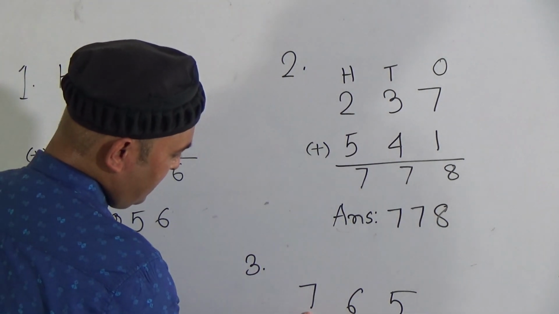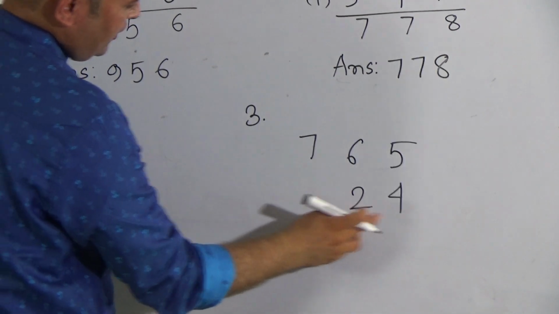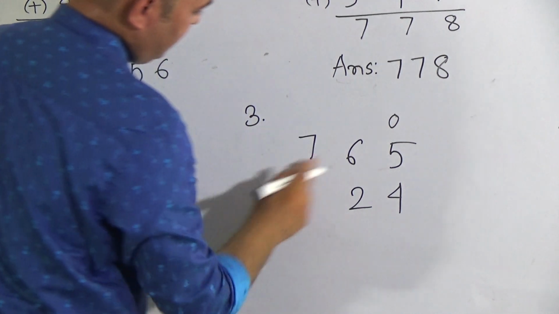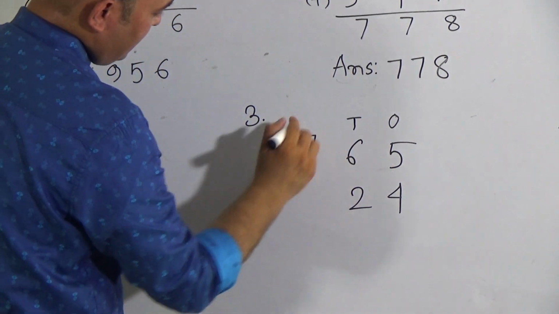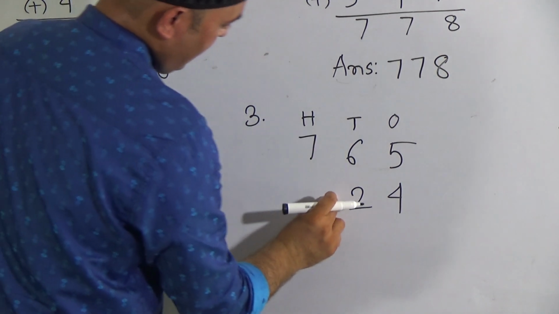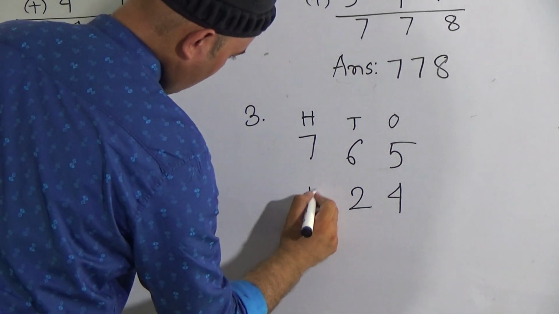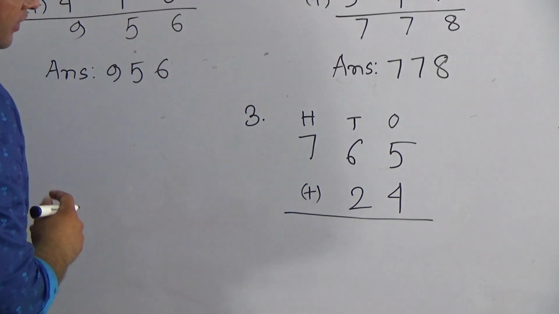Now here is number 3. The first number is 765 and the second number is 24. So here 5 and 4 are the 1's place digits, 6 and 2 are the 10's place digits, and 7 is the 100 place digit. There is no digit in the 100 place in the bottom number. Now we have to use the addition sign and draw a line to write the answer here.